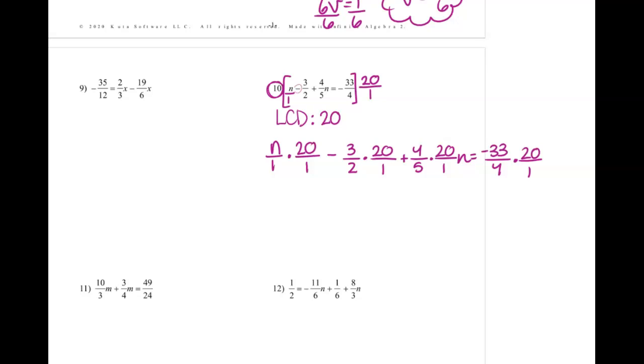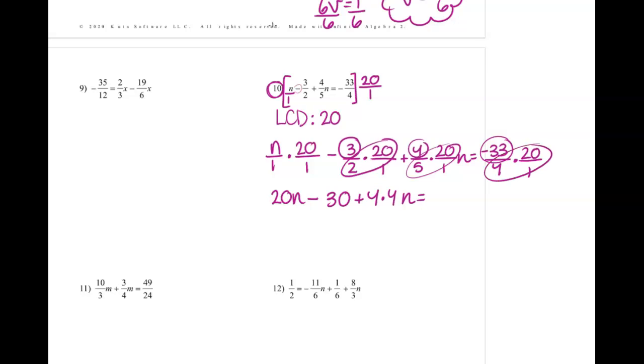So essentially, n times 20 is 20. We just have 1s on the bottom. So this is 20n. Minus, we have 3 times 20 over 2. So 3 times 10, which is 30. And again, this 1 on the bottom really makes no difference. Plus, now we have 4 times 20 over 5, which is 4. So 4 times 4, n, equals negative 33 times 20 over 4, which is 5.